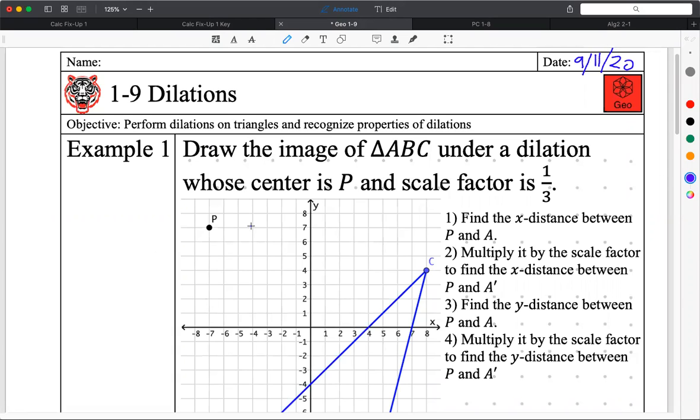Objective. Who wants to read that? Ulysses, go for it. Perform dilation on triangles and recognize properties of dilations. There it is. Yeah, thank you. So I think the first half of this, perform dilations on triangles, is really review. It's just a lot of doing the same thing that we did before.